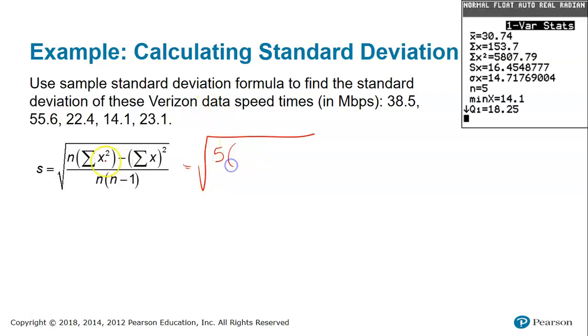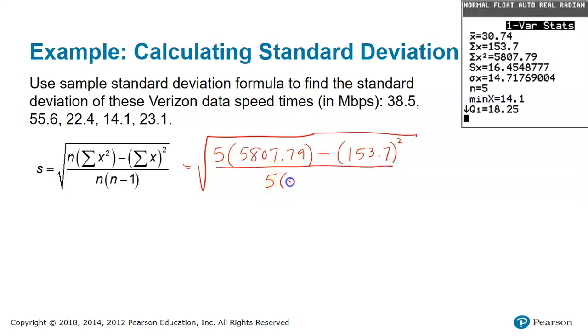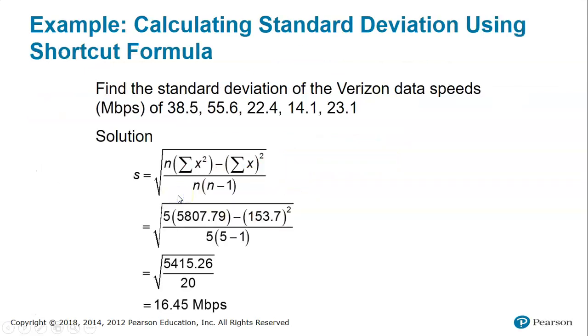So n is 5. The sum of the x squareds is going to be 5807.79. And then we're going to subtract from that the sum of the x's, so 153.7. We're going to square that, and then we're going to divide that by n, which was 5, and n minus 1, which was 4. So when you put this in your calculator, be careful about order of operations, but you should end up getting that same 16.45 for your answer. Okay. And so this is just a little bit nicer screen showing this.